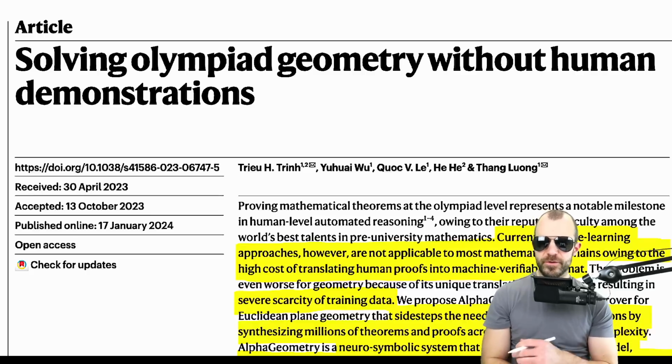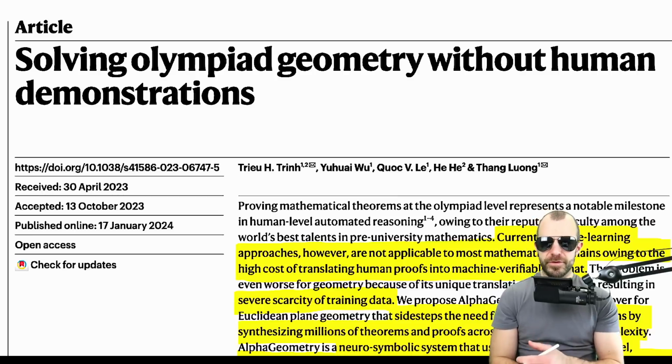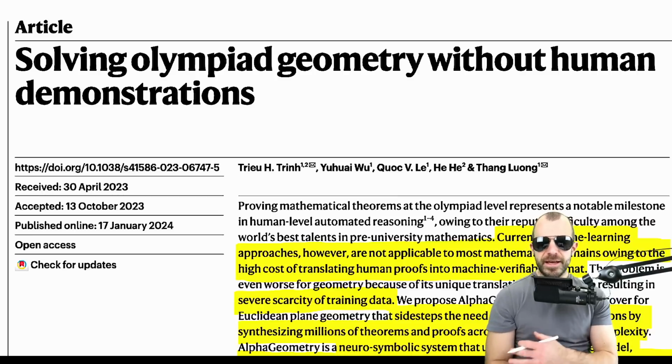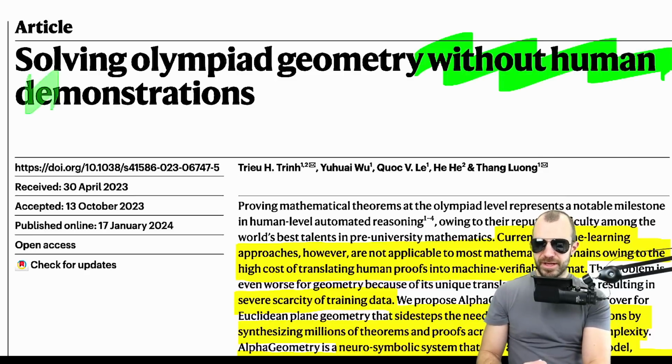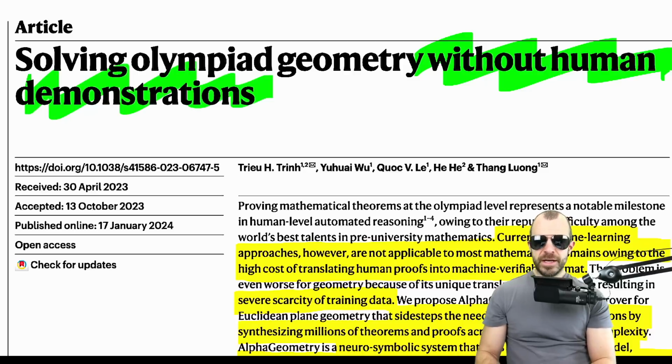Cool, hello there. Today we're going to look at solving Olympiad geometry without human demonstrations. This is a paper that introduces the AlphaGeometry model. It's by Google DeepMind, and akin to other computer mathematics papers, it goes after Math Olympiad problems in the domain of geometry, specifically Euclidean geometry, and it does so, and that's what it says here, without any human demonstrations as training data.